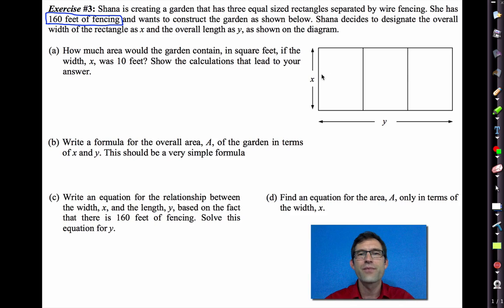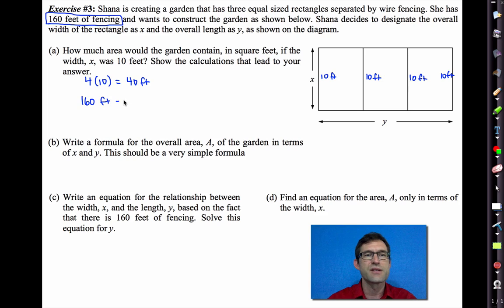Now think about this, right? We've got 10 feet of fencing here, then 10 feet of fencing here, 10 feet here, and 10 feet here. So we'd have 4 times 10, or 40 feet of fencing that would get used up. Well, how much fencing would we have left? We started with 160 feet, subtract off the 40 feet, we would have 120 feet left to divvy out for the 2 values of y.